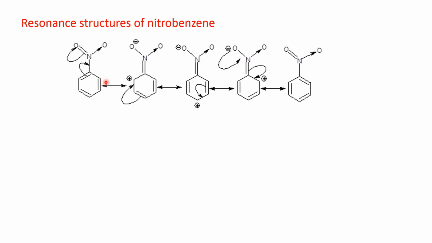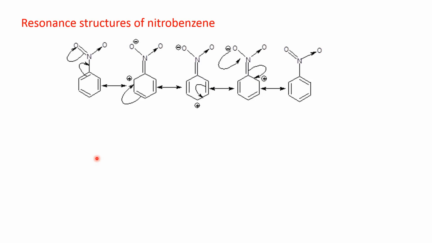Then how do they deactivate? Say for the nitro group, it deactivates the benzene ring by withdrawing electron density from the benzene ring through the minus I effect, that is the minus inductive effect, the minus R effect, that is the minus resonance or mesomeric effect, and the minus E effect, that means the minus electromeric effect. With all these effects, the nitro group withdraws electron density from the benzene ring.